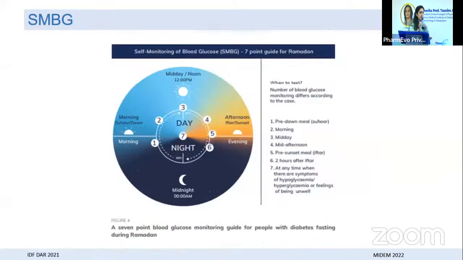So regarding the timings of SMBG, as already explained, 7-time SMBG should be advocated, or whenever there are symptoms of hypoglycemia or any acute illness. It is very important to emphasize this again and again to your patients. Most of the patients think that you cannot prick during fasting. So you have to advise that at any point of time during fasting, you can administer insulin, you can prick, you can check blood glucose whenever you feel symptoms of hypo or hyperglycemia.